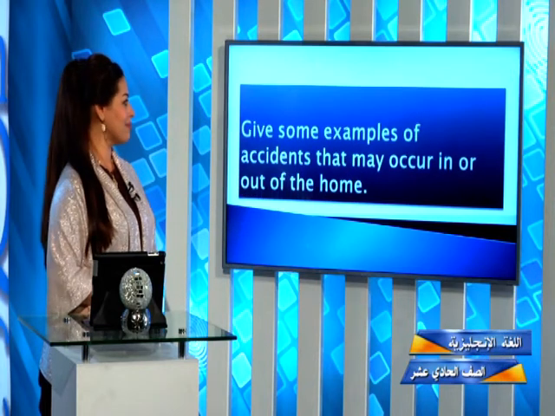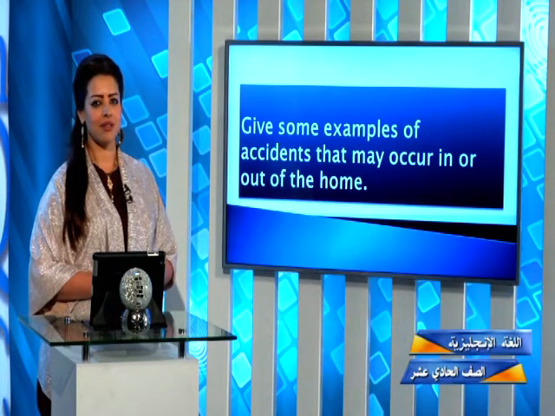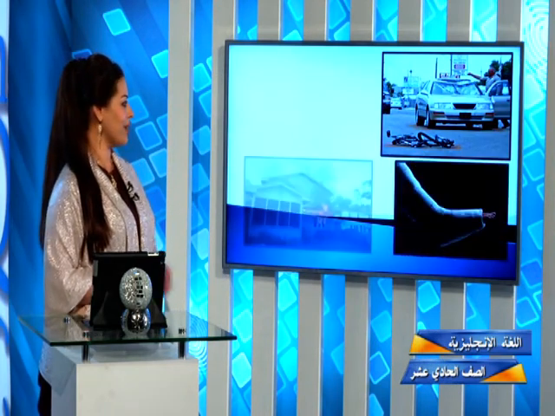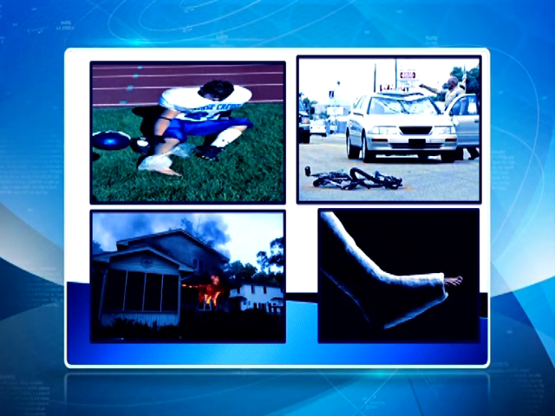Our first question is going to be, give some examples of accidents that may occur in or out of the home. What kinds of accidents? What do you think happens outside home? For example, we have a bike accident and a car as well, right? What do we have? A broken leg, a home which is on fire. We have someone who fell down.